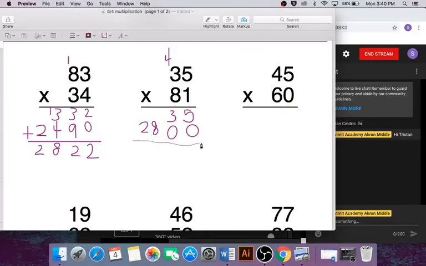We're going to take our partial products and add them together. So we have 5 plus 0 is 5. 3 plus 0 is 3. And then we're going to bring down our 8 and bring down our 2. So our final answer is 2,835.